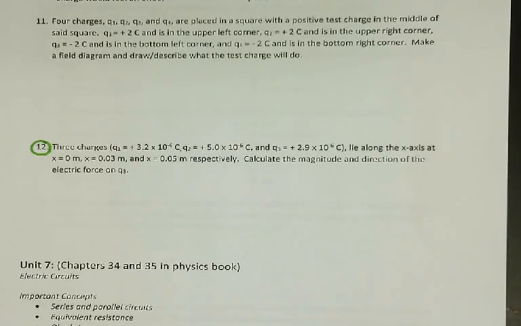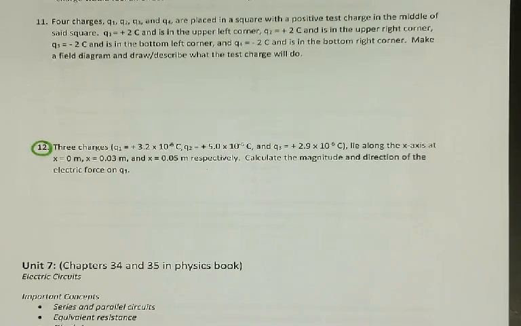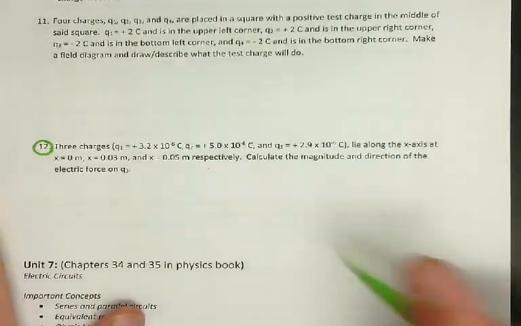Yeah. All right, number 12. So 3 charges, Q1, Q2, Q3. They're on the x-axis at 0, 0.03, and 0.05. Calculate the magnitude and the direction of the force on Q3. These are the problems where we did Q1, Q2, Q2, Q3, Q1, Q3, and added all the things up. On the final, I will only make you do it for one charge. You don't have to do it on Q1, Q2, and Q3. I'll just pick one of the charges, and you have to do it on that charge. In this case, it's Q3.